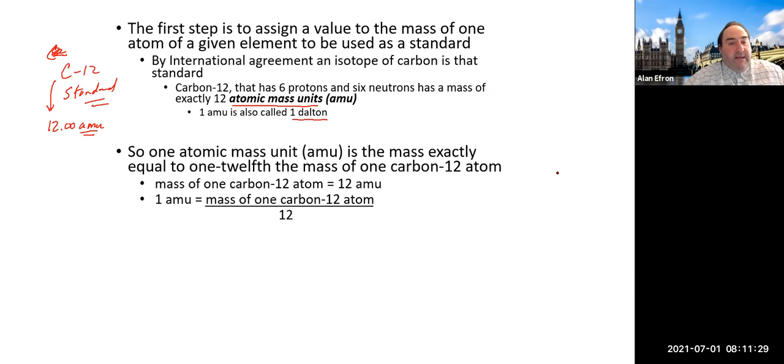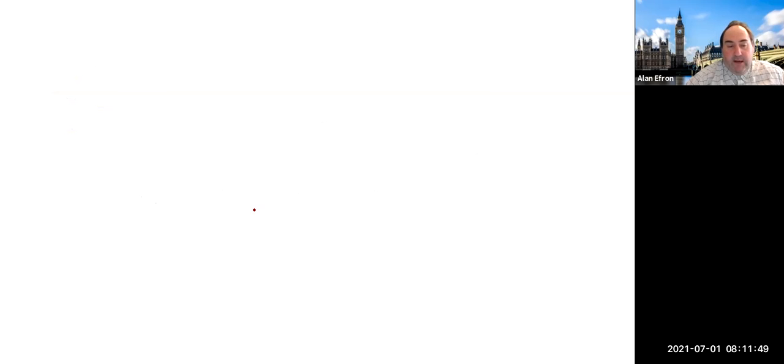Because 12 is our standard, and if hydrogen is only about 8% or so as big as carbon 12, then we can do a little math there and make a calculation as to what the mass of hydrogen is. And that's essentially what they did, that process.